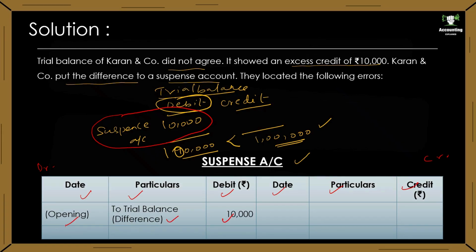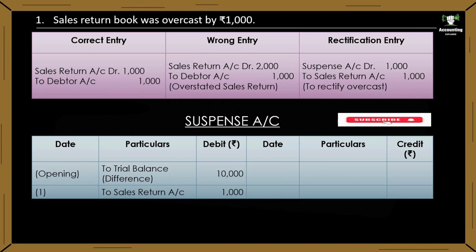Okay. The first transaction is sales return book was overcast by rupees 1000. If you have seen my previous videos, I would have followed my format, which has the correct entry, wrong entry, and then the rectification entry. I'll compare the correct entry and the wrong entry, and then I'll go for the rectification entry. This will be the easiest method to do because you will not make any mistakes. If you have any doubt, please go through my previous videos. You will have a thorough knowledge of how to do this rectification entry. Okay, I'll be sharing the link in the description box.